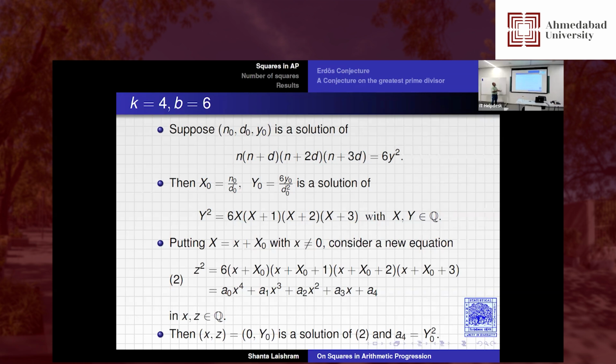So we start with any solution n₀, d₀, y₀ which satisfies this. Now take x₀ to be n₀ by d₀, and Y₀ to be 6 y₀ by d₀ squared.